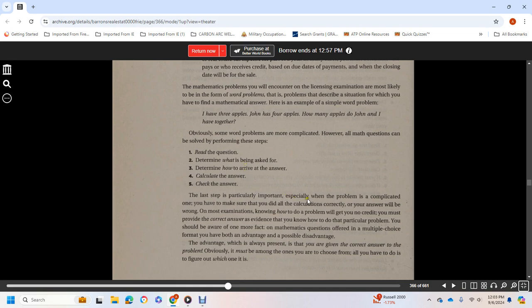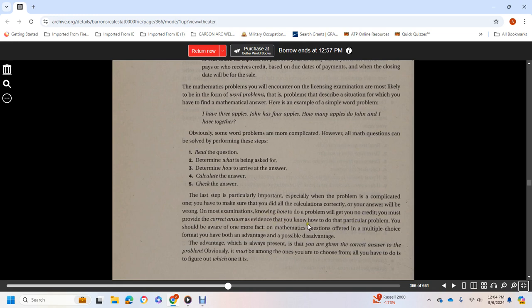The last step is particularly important, especially when the problem is complicated. Once you make sure that you did all the calculations correctly, you can be confident; otherwise, your answer will be wrong. On most examinations, knowing how to do the problem will give you no credit. You must provide the correct answer. Evidence that you know how to solve a particular problem is not enough.